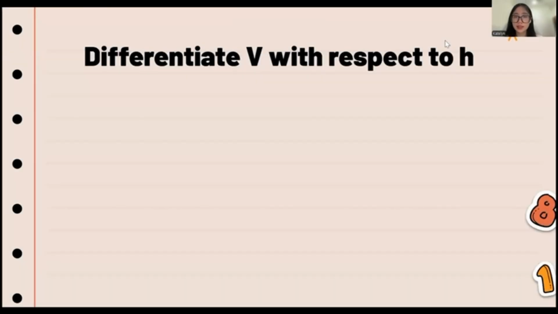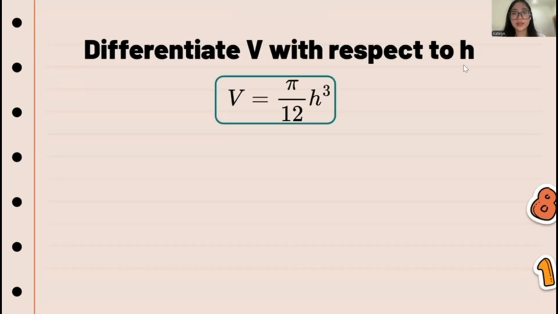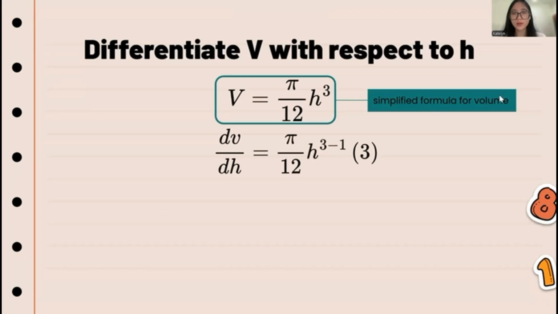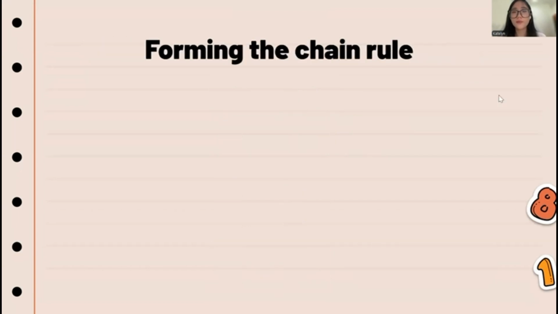Hi, my name is Caitlin, and I'll be continuing from step 4, where we have found the simplified volume where there are only two variables, V and h, left. As water is poured into the cone, volume increases, and when volume increases, the height increases. To relate these two concepts, we can differentiate V with respect to h. To do this differentiation, we need to use the power rule. And once simplified, we can form a chain rule, as volume, time, and height are all related to one another in this question.